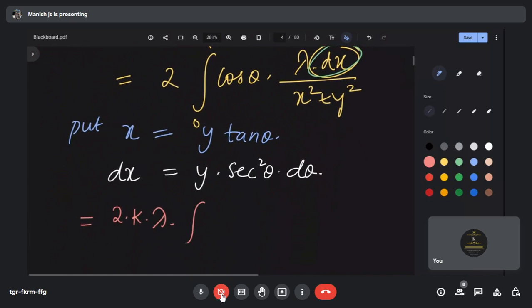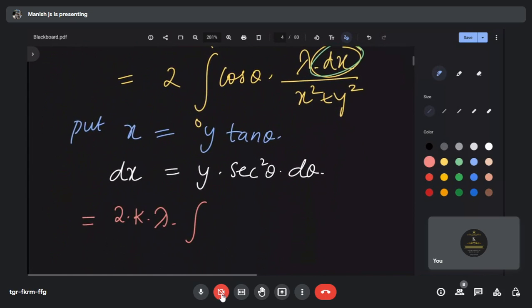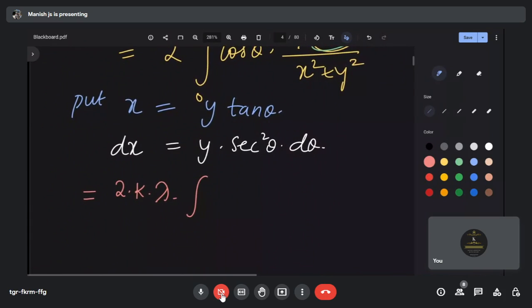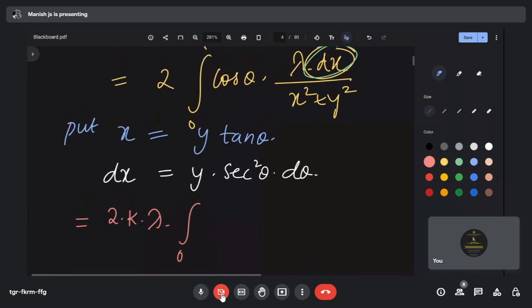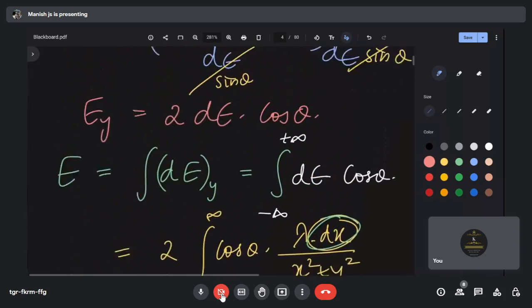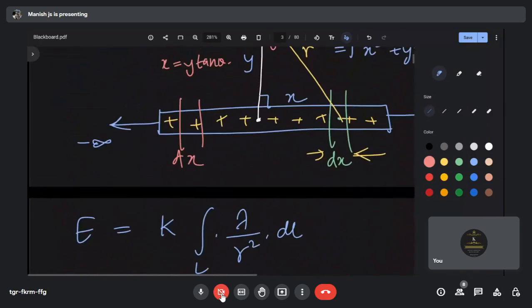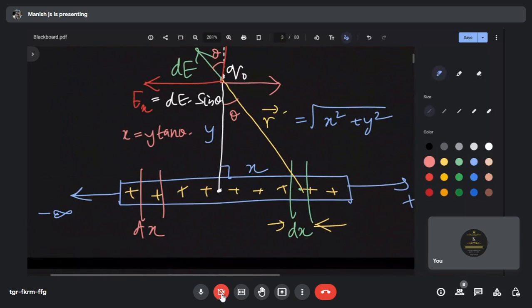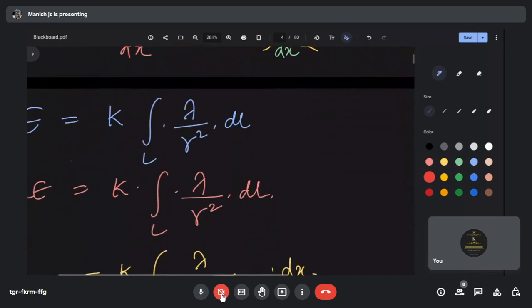So the integral, the range is from theta. Now when we write theta, theta is nothing but the angle. So from 0 to 90, we will write pi by 2. Why am I taking 0 to 90? Because theta is an acute angle, but when the wire is infinitely extending on both sides, theta will become 90 at some point of time. Okay, so that is why it is 90.